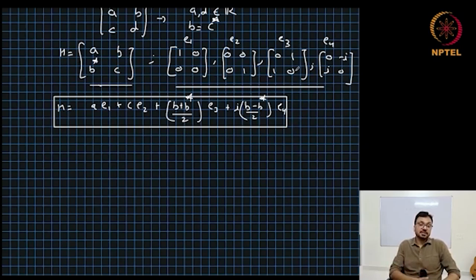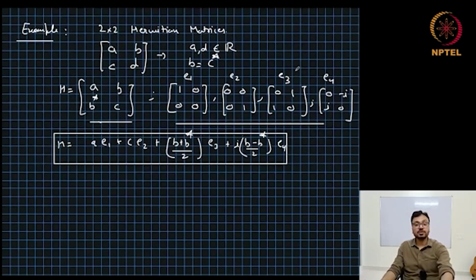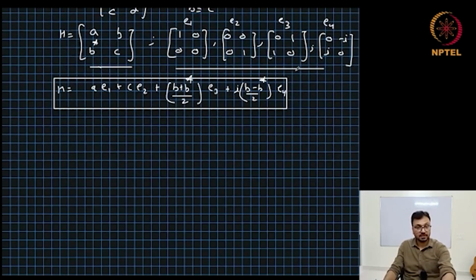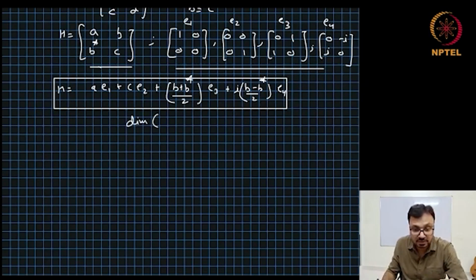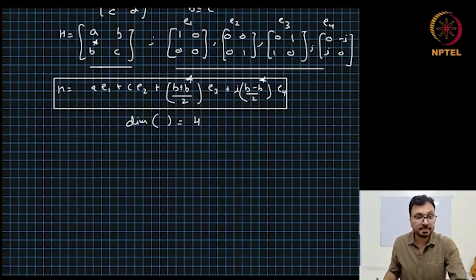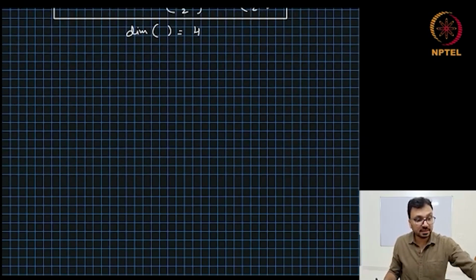So the largest set of linearly independent vectors in the linear vector space of Hermitian operators has cardinality 4, because you can have only 4 independent vectors in it. So the dimension of 2 by 2 Hermitian operators is 4. Later on we will be using this definition of dimension to characterize many vector spaces, and to talk about a few things which will be clear soon.